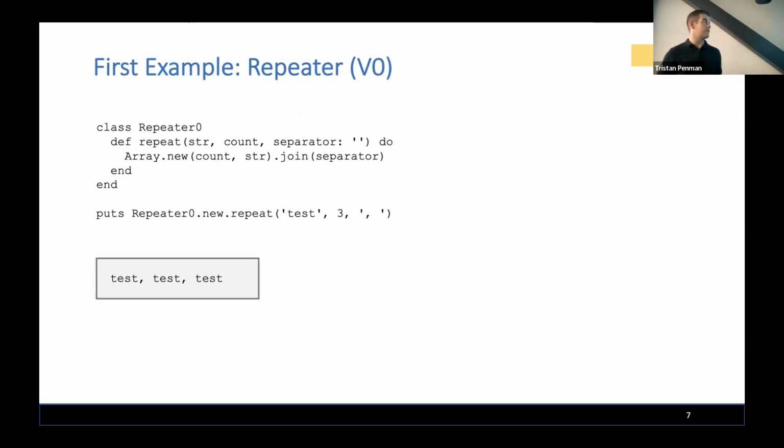Now, the example that we're going to use for this talk is this repeater example. So it's a little class called repeater, and it has one method called repeat. And all it does is it takes a string that we pass in and a number of times to repeat it and a separator. So it's really just a glorified join function. And we're going to look at what happens when we add types to it. Anytime you see a little gray box like this, that's just example output from one of these programs that we're looking at.